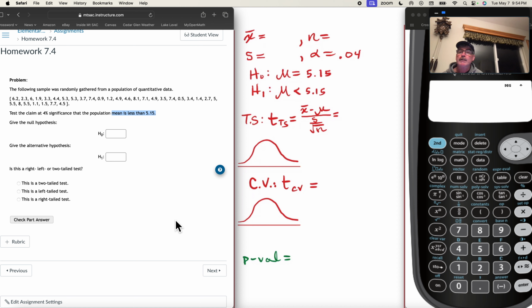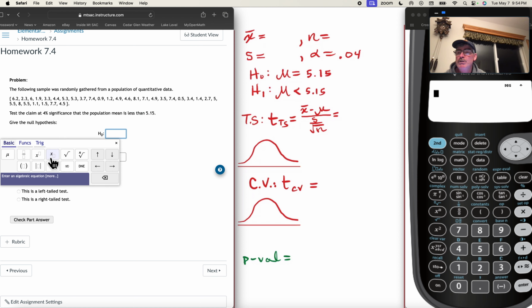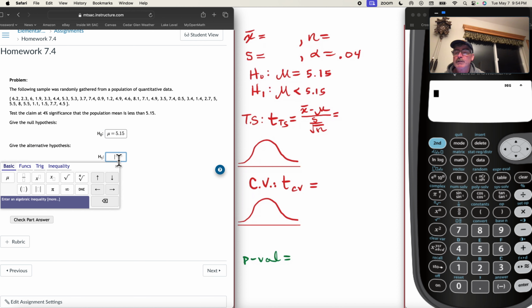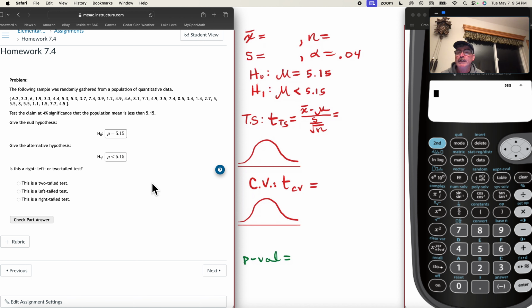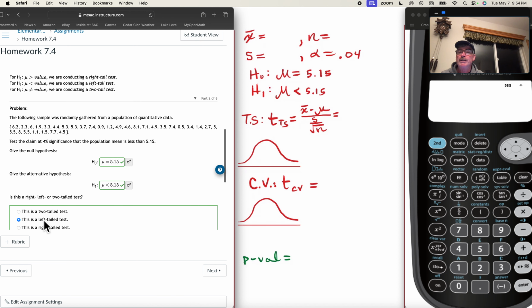Okay, like that. Now, I guess we can key these in here. So mu on the palette equals 5.15. And for the alternative, we're going to do mu is less than 5.15. There. Okay. Pointing to the left makes it a left-tailed test. Okay, so we're all good here.